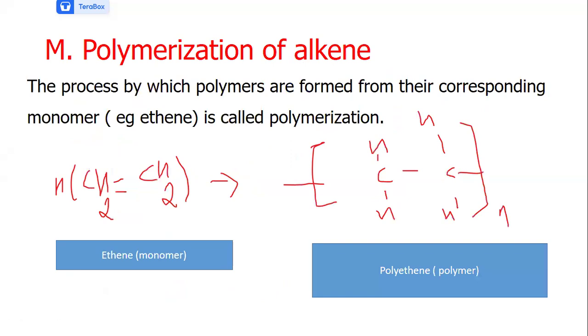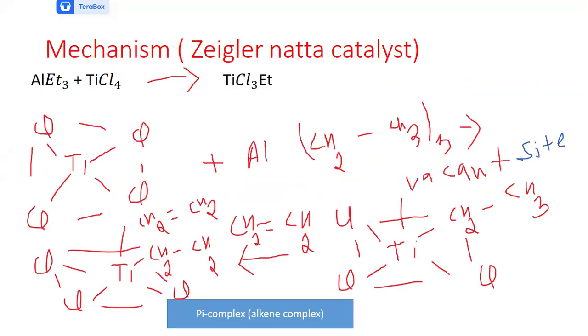Polymerization of alkene. The process by which polymers are formed from their corresponding monomers is called polymerization, for example ethene to polyethene. Mechanism: Ziegler-Natta catalyst, aluminum triethyl and titanium tetrachloride, titanium trichloride, ethene.